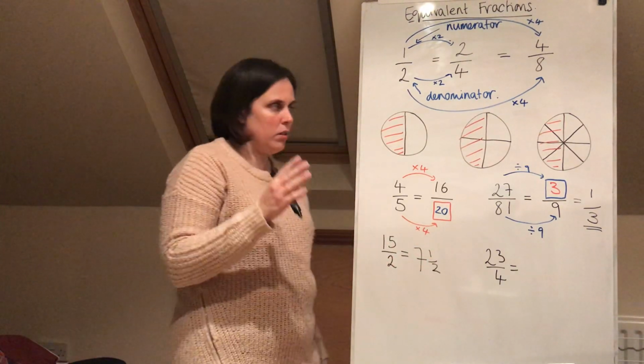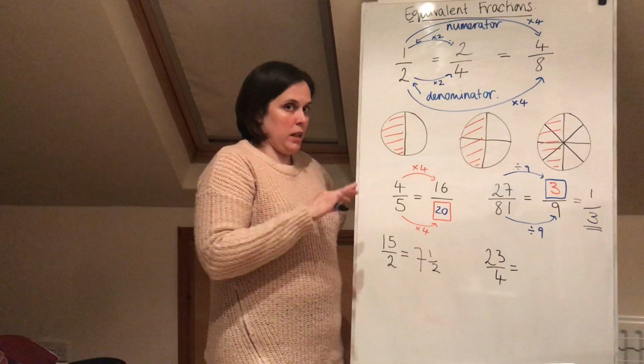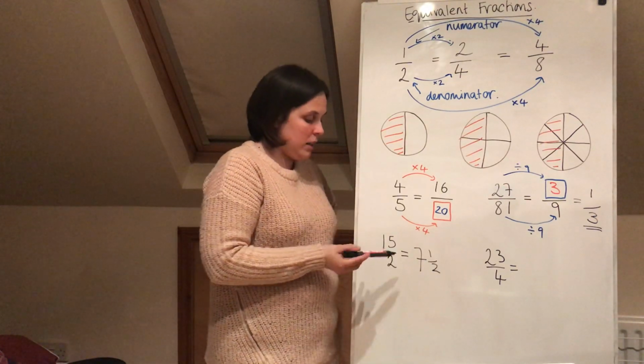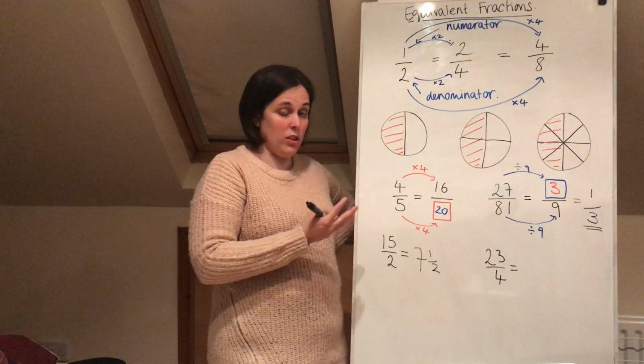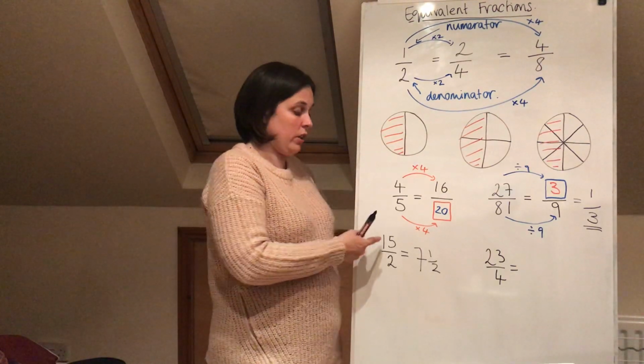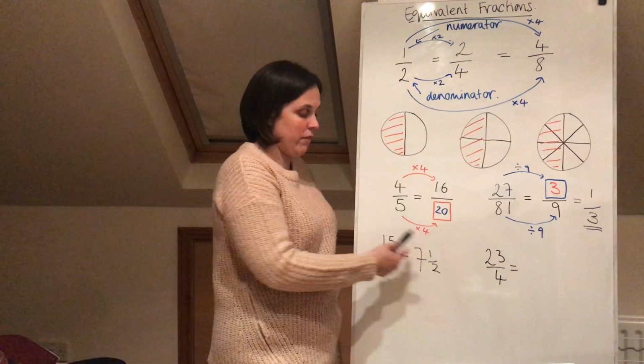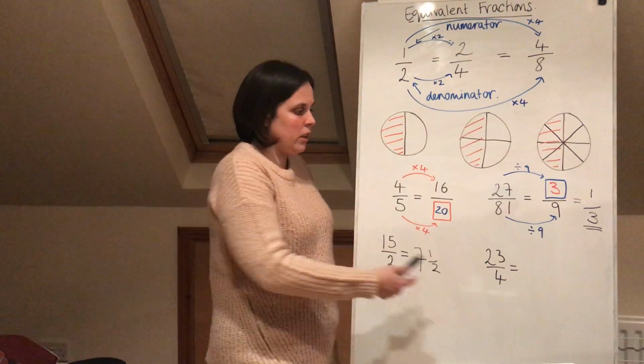So the best way to do it under normal circumstances, forgetting about cake for a moment: how many times does 2 go into 15? It goes in 7 times. 7 times 2 is 14. What's left over? 1. So the answer is 7 and 1/2.